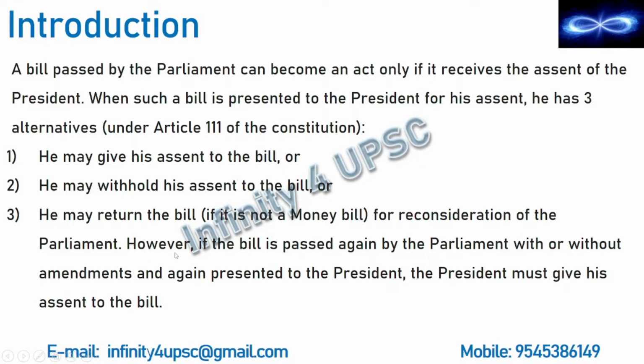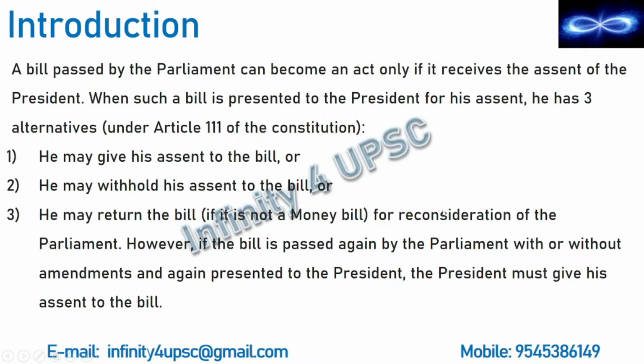Now, after the bill has been returned to the Parliament, if the bill is passed again by the Parliament with or without amendments and again presented to the President, he must give his assent to the bill. Now, why did he give it back to the Parliament? He wanted some changes to be made in that bill. That is, some amendments. Amendments means some sort of changes to be made in that.